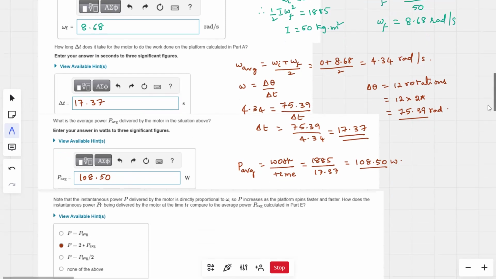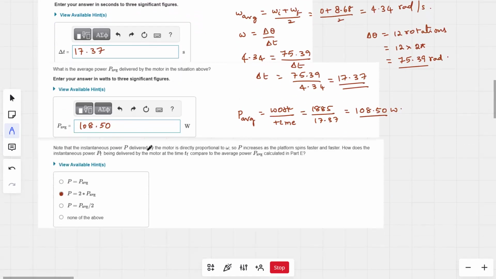Next. Note that the instantaneous power P delivered by the motor is directly proportional to angular velocity. So, as the platform spins faster and faster, how does the instantaneous power being delivered by the motor at the time Tf compare to the average power calculated in part E? Now, suppose the platform spins faster and faster, what will be the instantaneous power? Obviously, the instantaneous power will be more compared to the average power.